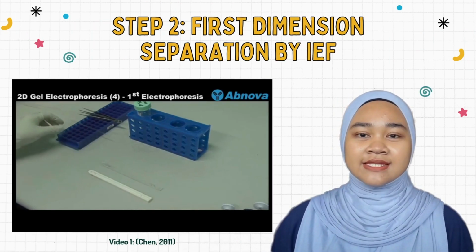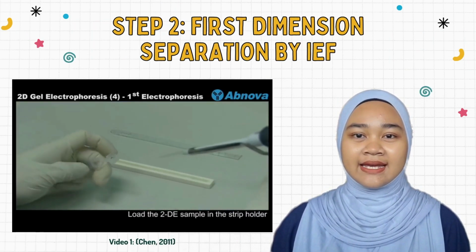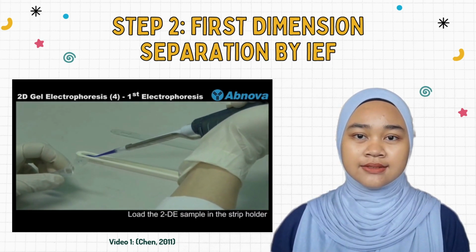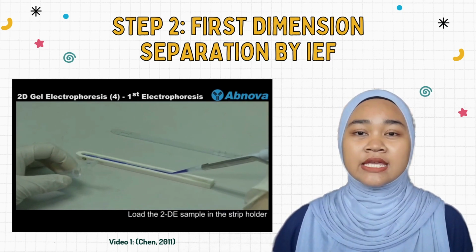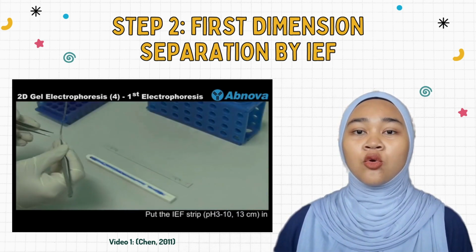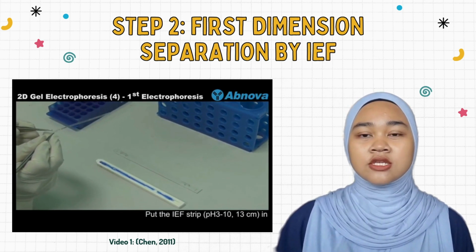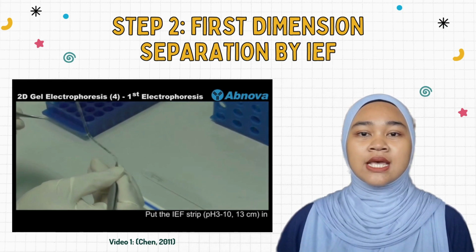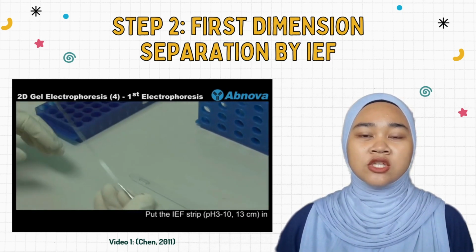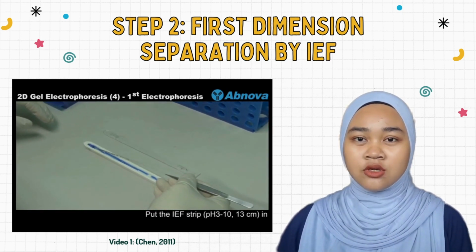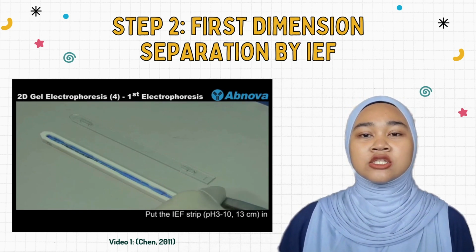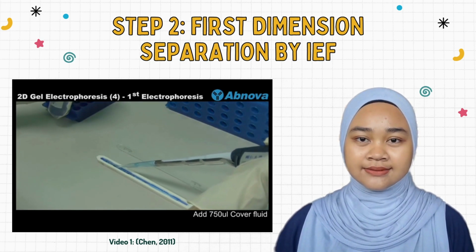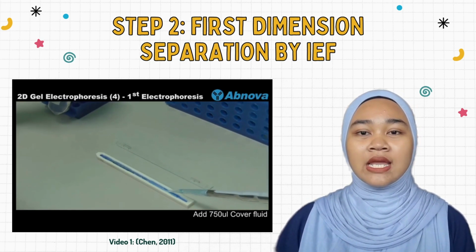The second step is the first dimension separation by IEF. Proteins can be separated by their isoelectric point. The isoelectric point is the pH at which the amino acid has no net charge, which means the positive charge is equal to the negative charge. At their pI, the positive and negative charges balance out, which makes the protein stop moving or migrating in an electric field. So, a pH gradient is used to separate different proteins based on their isoelectric point. And this technique is known as isoelectric focusing.